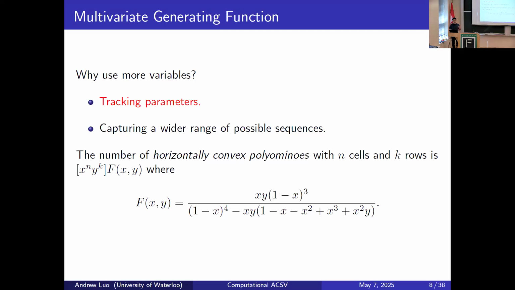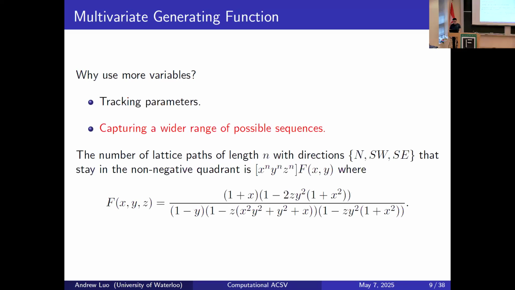So this example I will cover again later on in the talk, but maybe you want to count the number of ways that you can tile a grid with cells, but instead of just restricting the number of cells that you use, you also want to restrict the number of rows. In order to do both simultaneously, you would need a bivariate generating function, and then you would look at the terms indexed by these two parameters.